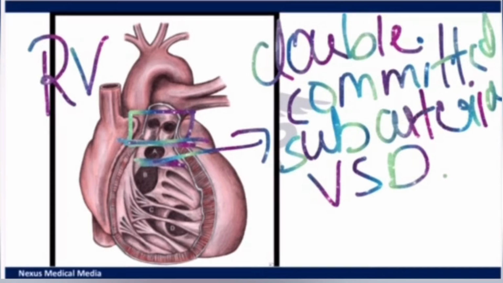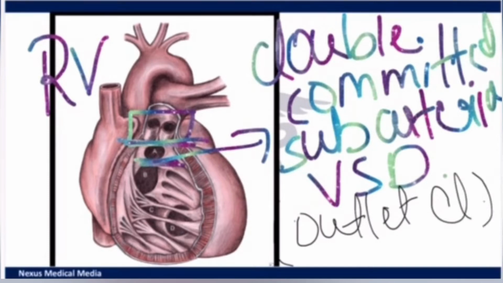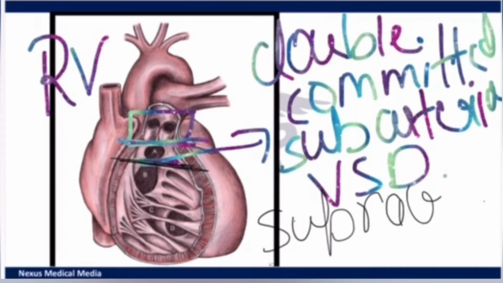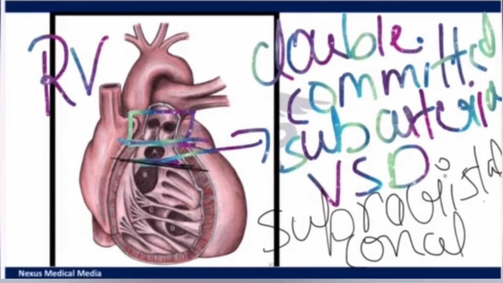What are the other names of this one? Can we also say that it is an outlet defect? I have taught you about outlet defect a bit further. So it can also be considered as an outlet defect, right? What can be the other name of this guy? It can be considered as supracristal, right? What else? Somewhat it is near to the conus, so I can also say that this is conal septal, right? What else? Infundibulum, okay, or infundibular.